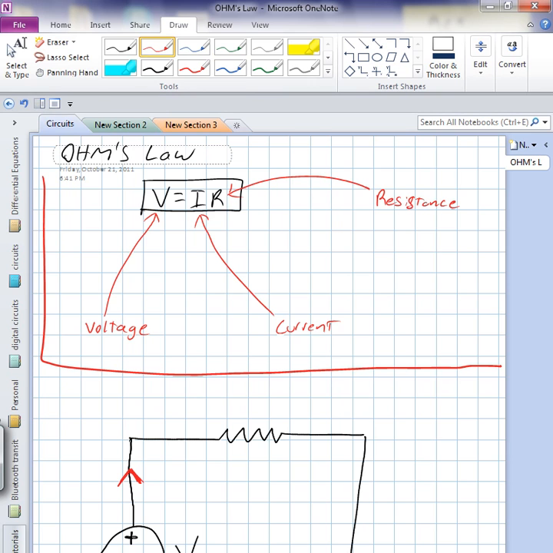Now you have current, conventional current, which comes out of the positive lead. Current is the flow of charge. And the convention for current I'm going to use is the flow of positive charge.